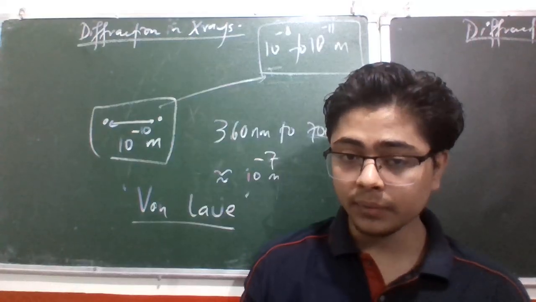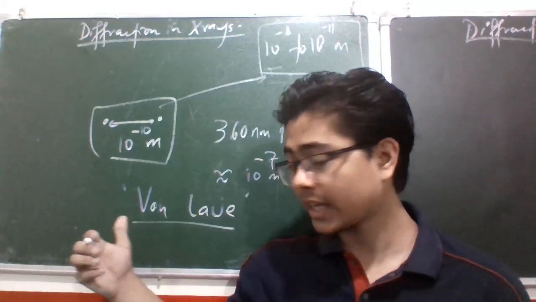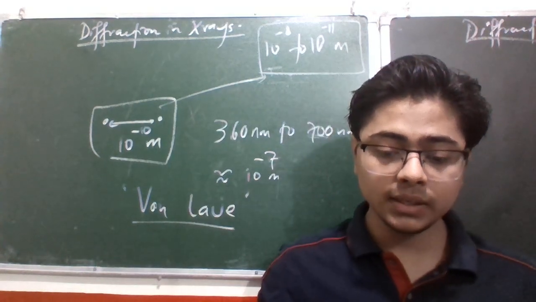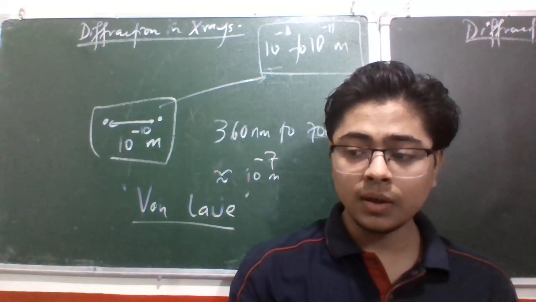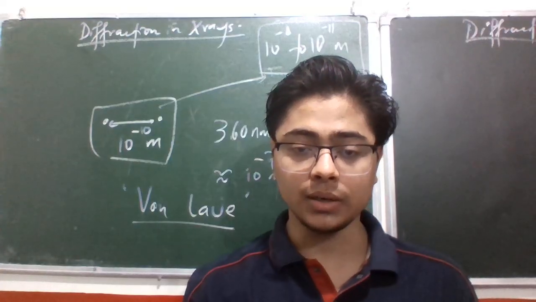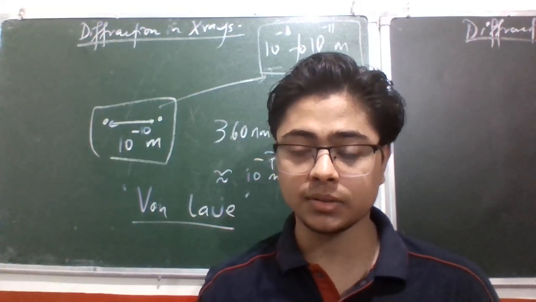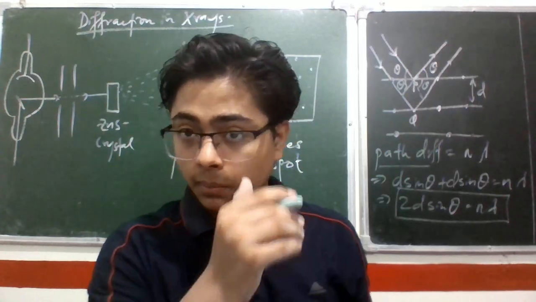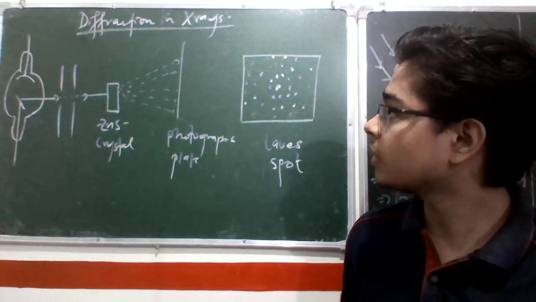So we are going to see the experimental observation of von Laue, and we are going to see the theory behind it, and it covers Bragg's law of diffraction as well. Okay, so let's get to the theory and the experiment. So let's discuss the diffraction of X-rays. This is the experimental setup.